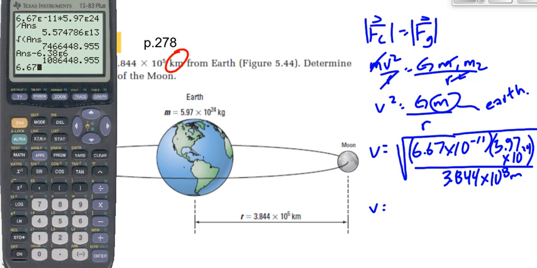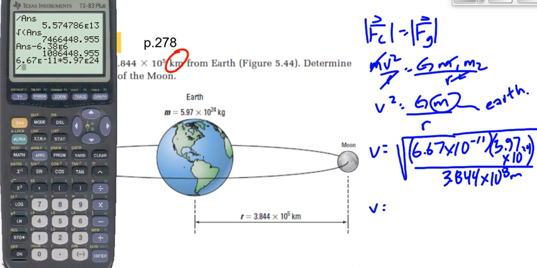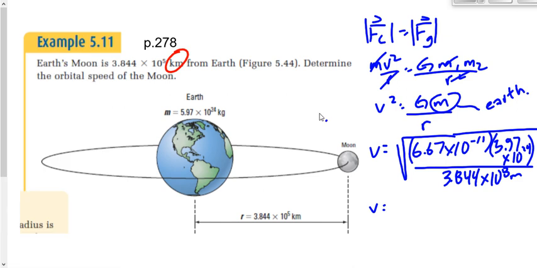We're going to say 6.67 times 10 to the minus 11 times 5.97 times 10 to the 24. Divide that by brackets 3.844 times 10 to the 8. And the bracket, let's square root that. We end up getting a speed of 1,017, or we're going to say 1.02 times 10 to the 3 meters per second.